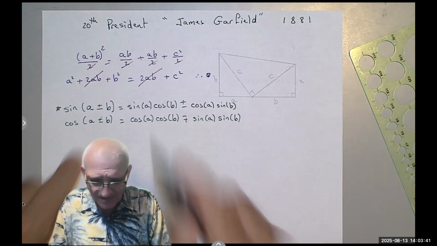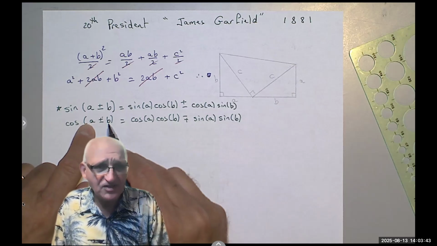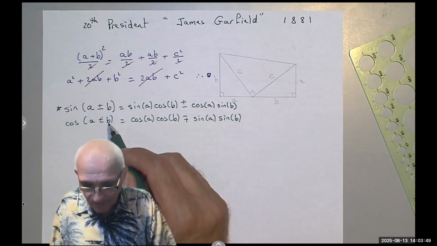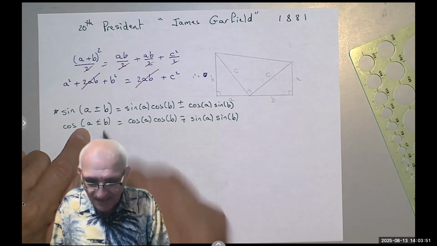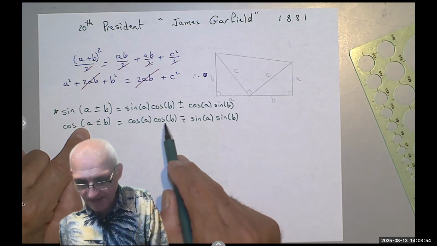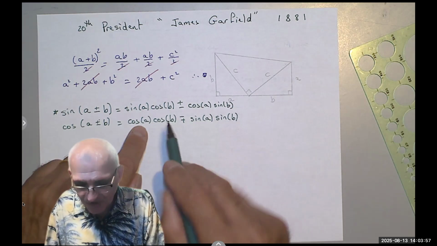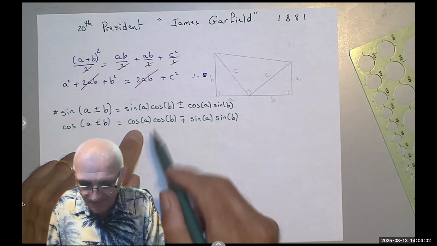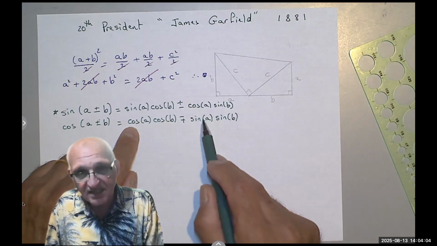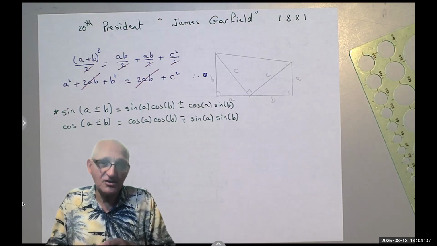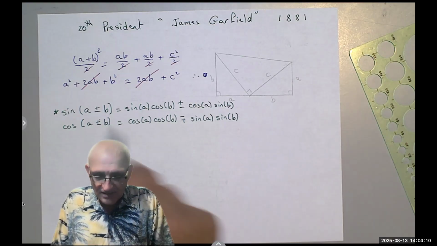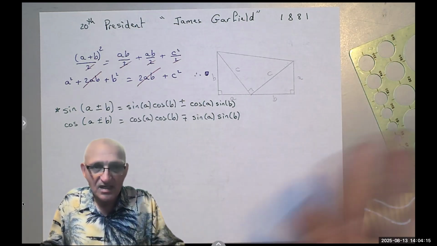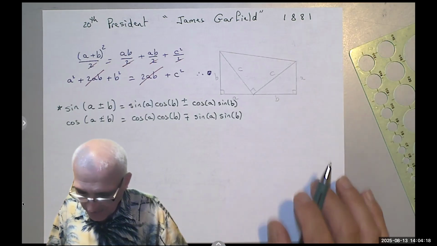If you make A and B, you add them up and you make them 45 degrees, that would be cosine 90, which is 0, right? Cosine 90 is 0. But if it's 45, it would be cosine square 45 minus sine square 45. We know that sine 45 equals cosine 45, so you get 0. You can repeat those for sine A plus or minus B. You make them 45 or whatever, and you should get the same result anyway.